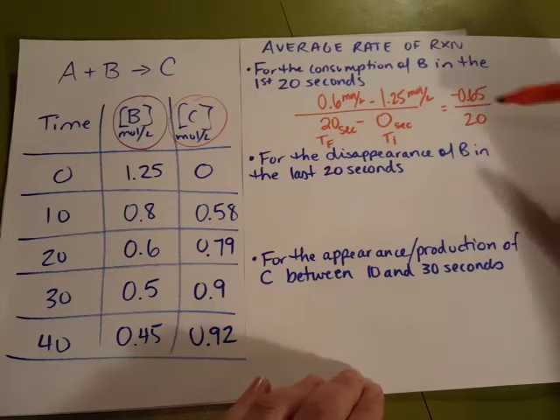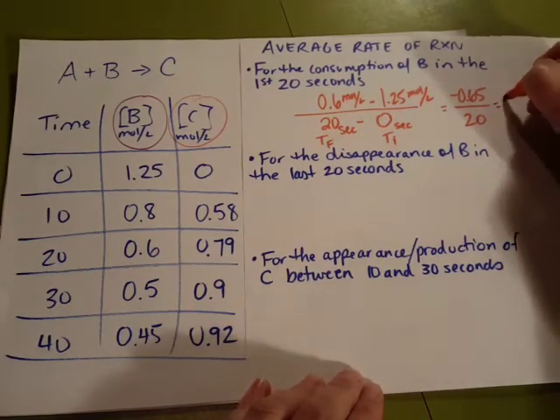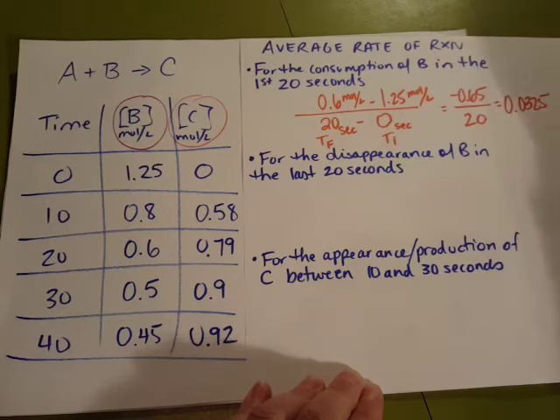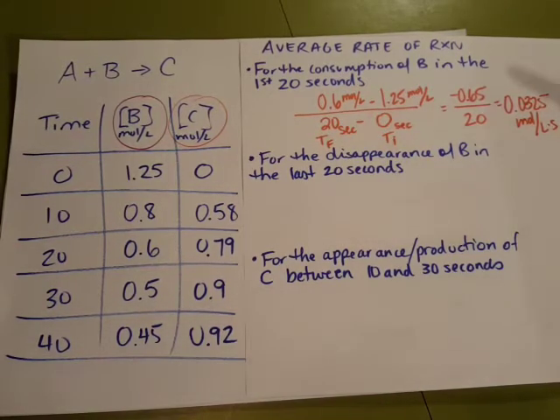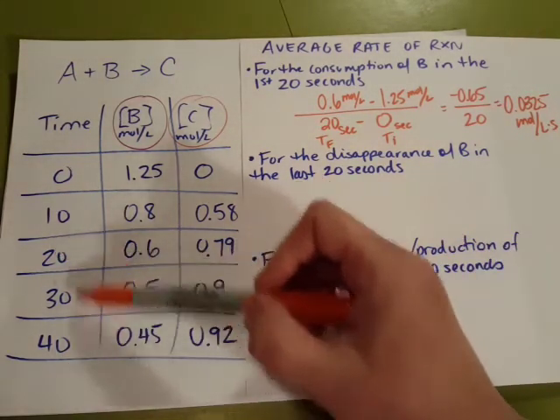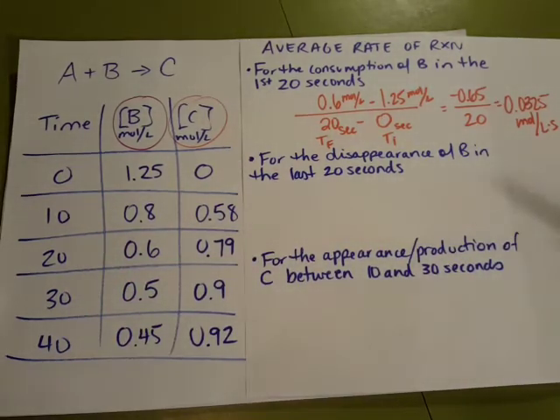So let's do that division, and we get 0.0325 moles per liter second. And that describes our speed of the reaction over the first 20 seconds. So let's look at it over the last 20 seconds, from 20 to 30, 30 to 40. So that's a full 20-second interval.